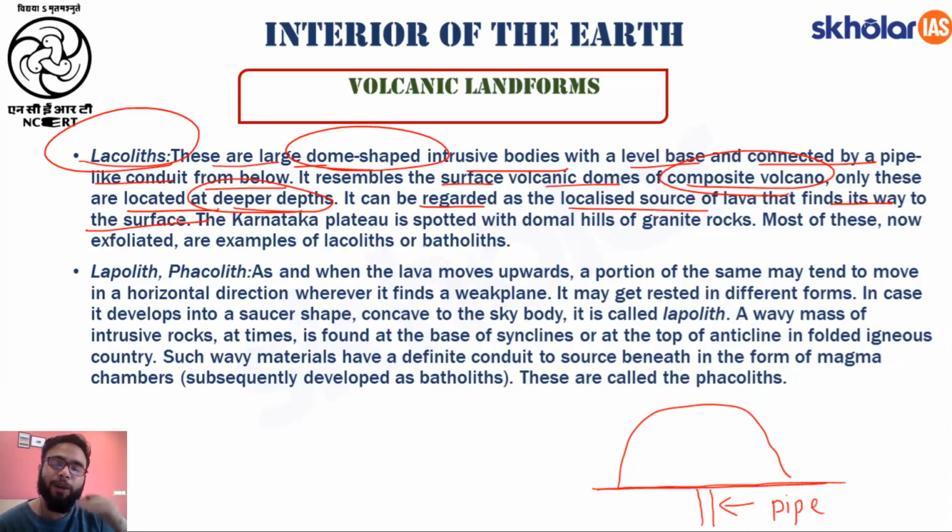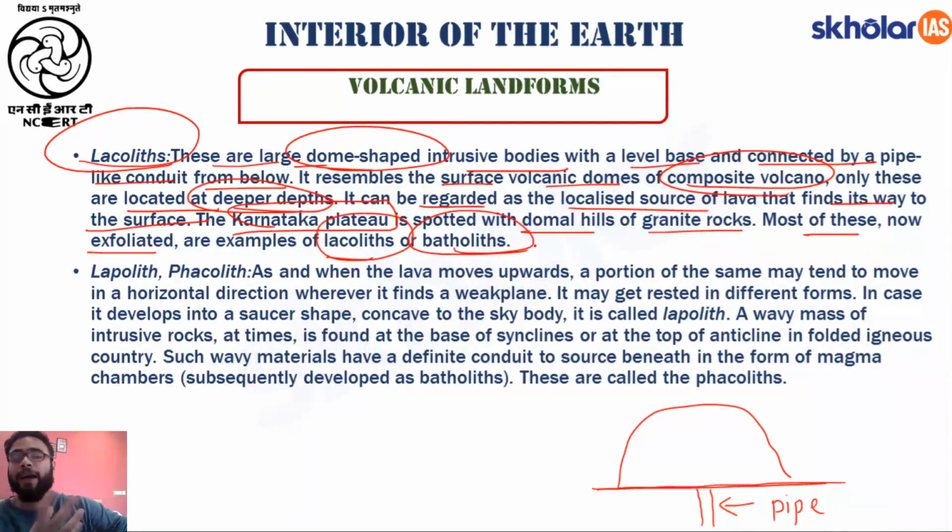So at times this can also be found along the surface of the earth, right, because of your denudational processes. For example, the Karnataka plateau is spotted with domal hills of granitic rocks, and most of these now exfoliated, meaning it has undergone physical weathering, are examples of laccoliths or batholiths, right? So in the Karnataka plateau, we find a lot of examples of laccoliths and batholiths.